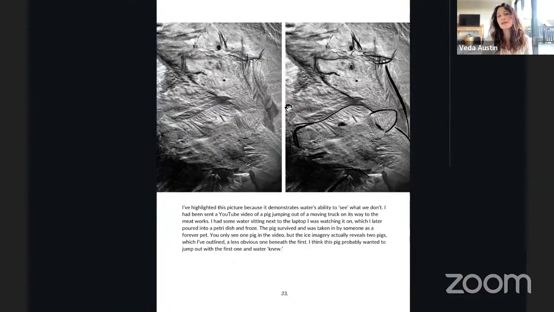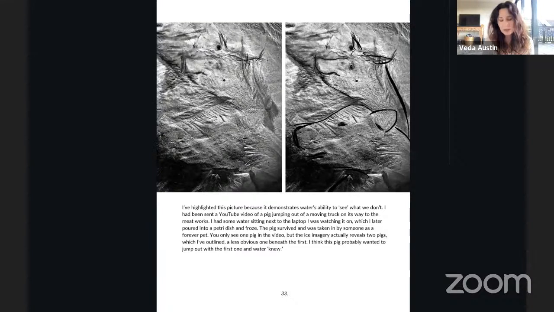This was from somebody who had sent me a video. I don't even know why I would watch it. I didn't realize what was going on, but it was of this pig that was being taken to an abattoir or the meat works, and it managed to escape. The video was of the pig escaping, and it was fine in the end, and someone ended up saving the pig. But what interested me is why I saw 2 pigs and not 1 pig. You see one very clear pig at the top, but the one down the bottom is very likely what water, quote unquote, saw, that was also wanting to jump out with the first pig.